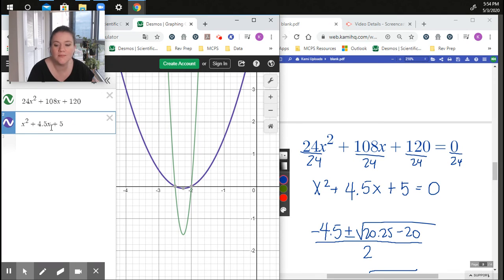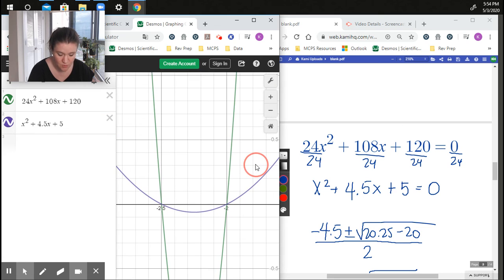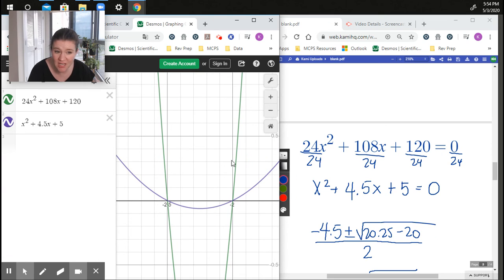So they're not the same graph, and that's what I wanted to show you, but they both have the same roots, right? We changed the problem, but we made it an equivalent problem. And the solution to these two things, where they cross, is at negative 2 and at negative 2.5. So you can do it that way. You can simplify, and yes, that will always work so long as you divide every single term by the same number.